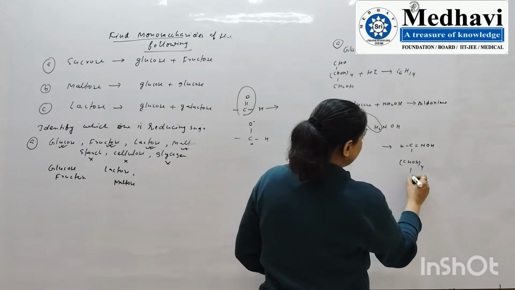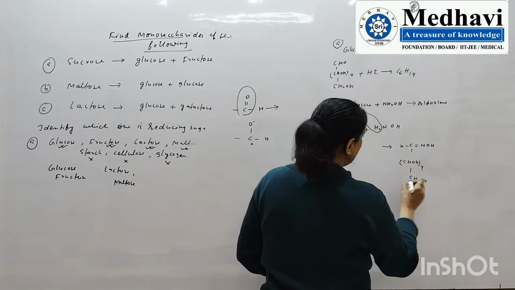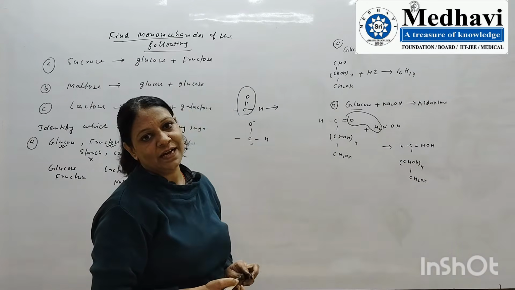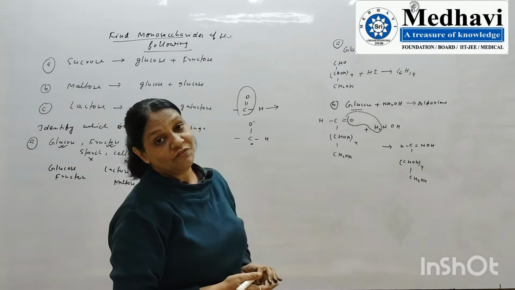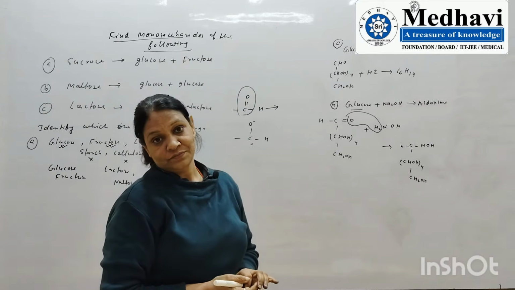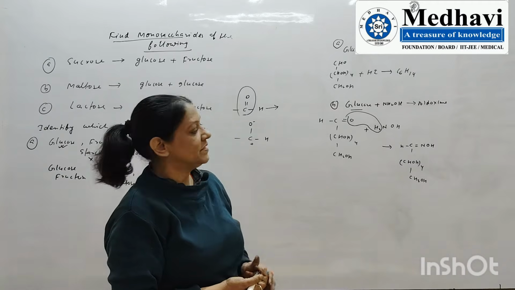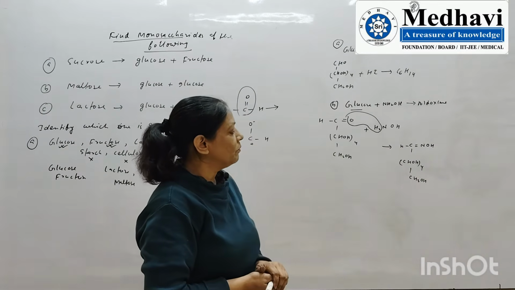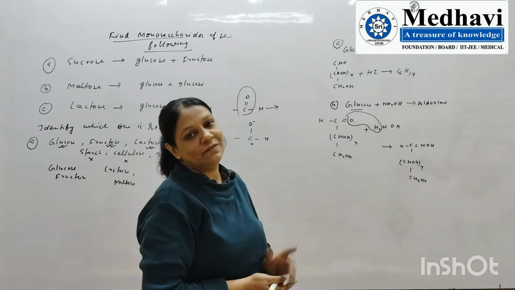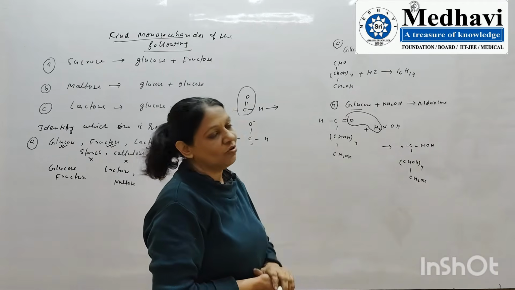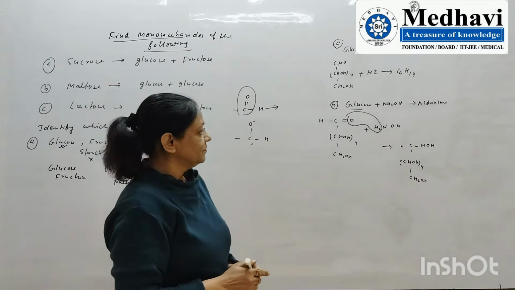So this is a very important part, and this reaction indicates that glucose has a free aldehyde group, because unless an aldehyde group is present, this product cannot be produced. Alcohol doesn't give this reaction. This reaction is shown by the aldehyde group only.